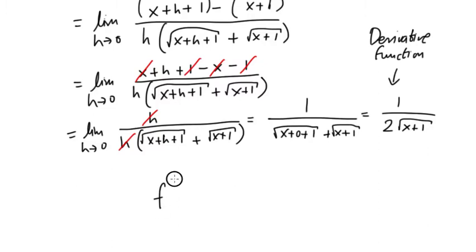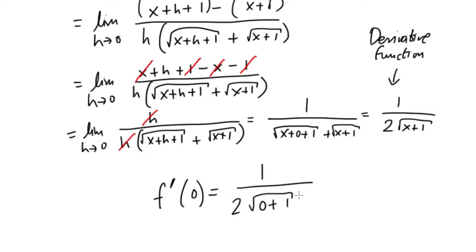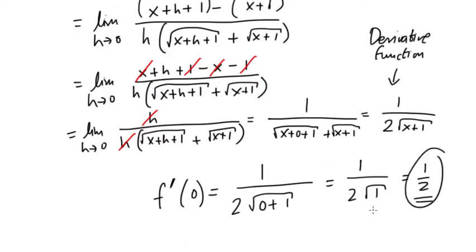So what that means is the slope, f prime, or the slope at 0 is simply 1 over, all you have to do is just plug in 0 there. So all I did was I plugged in 0 for x, so I get 1 over 2 square root of 1, which is equal to half. So what that means is the slope is equal to a half when x is equal to 0.